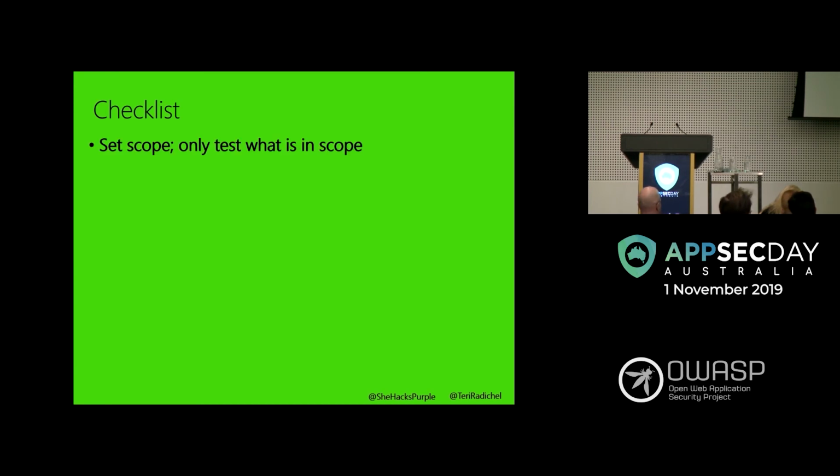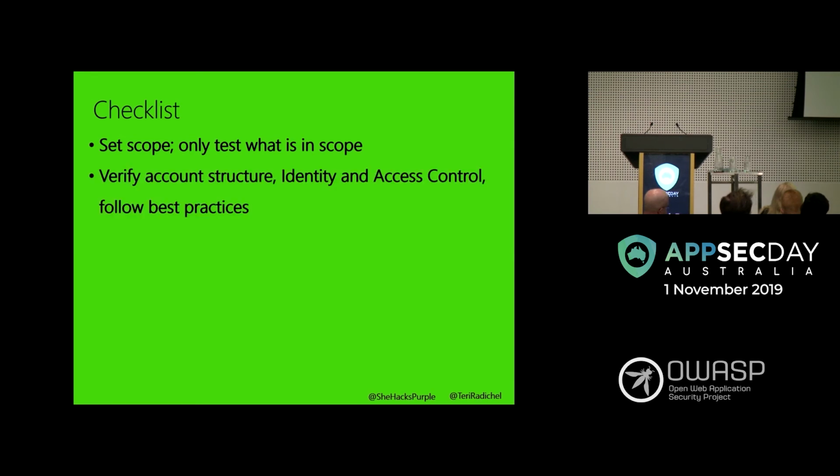Okay. All right, so set your scope. Only test what is in scope, especially if you're doing this for a third-party client. If you go out of scope, you can get in trouble. You don't want to get in trouble. So verify the account structure, the identity, the access control. Make sure that they are following best practices.